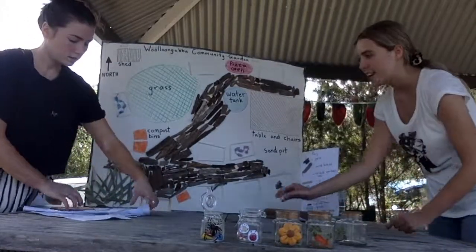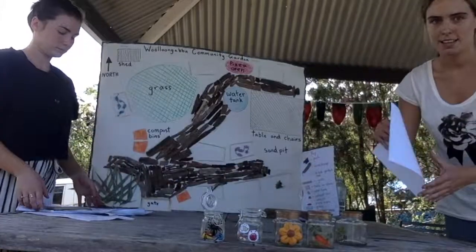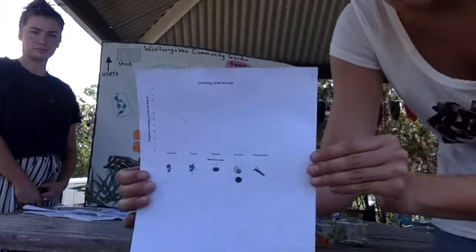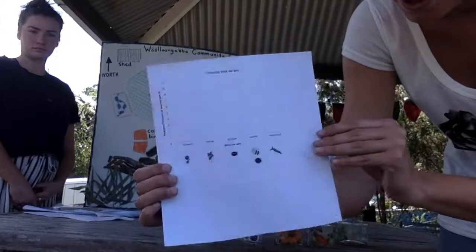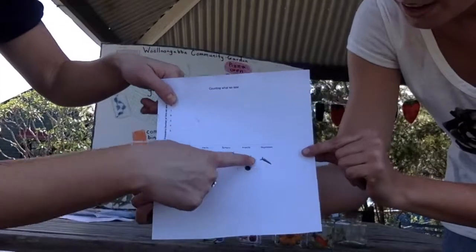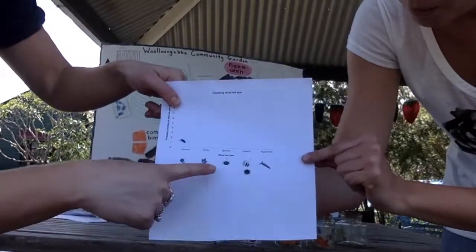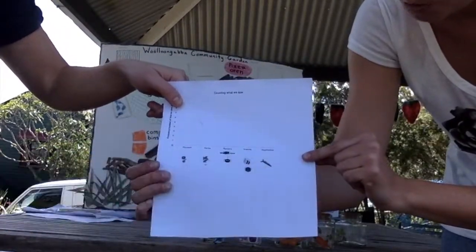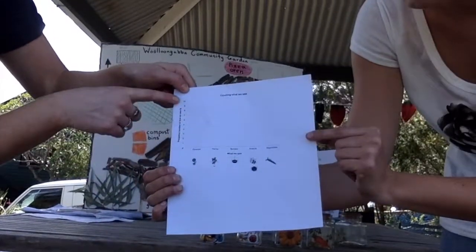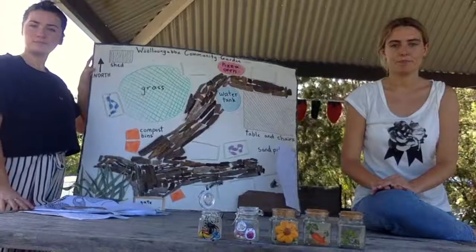And here is our template for the bar graph. So we've got our pictures along the bottom, the flower, herb, spider, insects, vegetable, and then along the left side we've got our scale from 1 to 10.